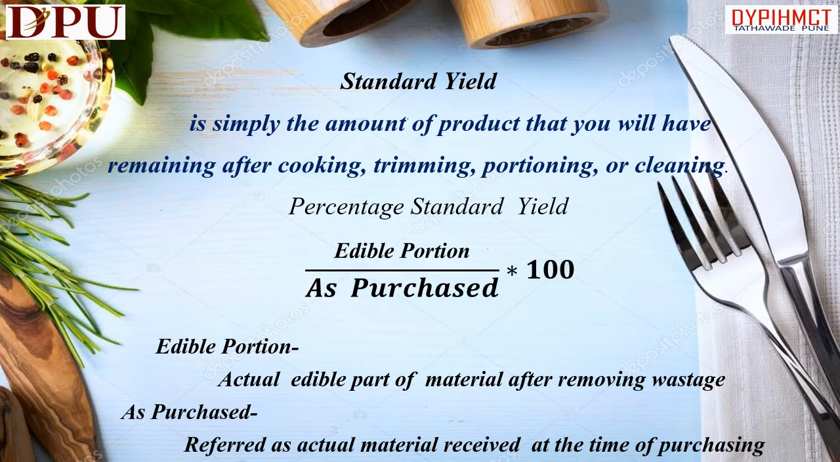Quantity of edible portion, divided by quantity as purchased, into 100. The edible portion is the actual edible part of material after removing wastage or after processing. As purchased quantity is referred to as the actual material received at the time of purchasing.